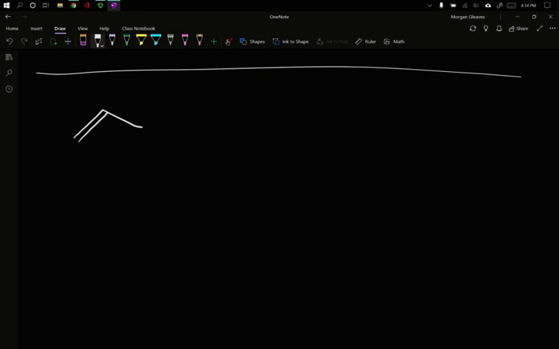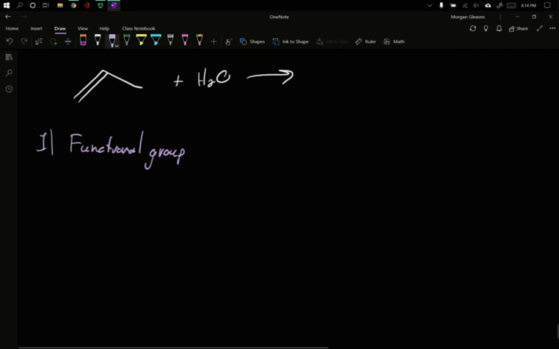I have propene and I add water. What will happen to it? Well, we have to think, hey, what is my functional group? So your very first thought is to find your functional group. Well, I have an alkene. What do we know alkenes can do? We had a small series of reactions for them.